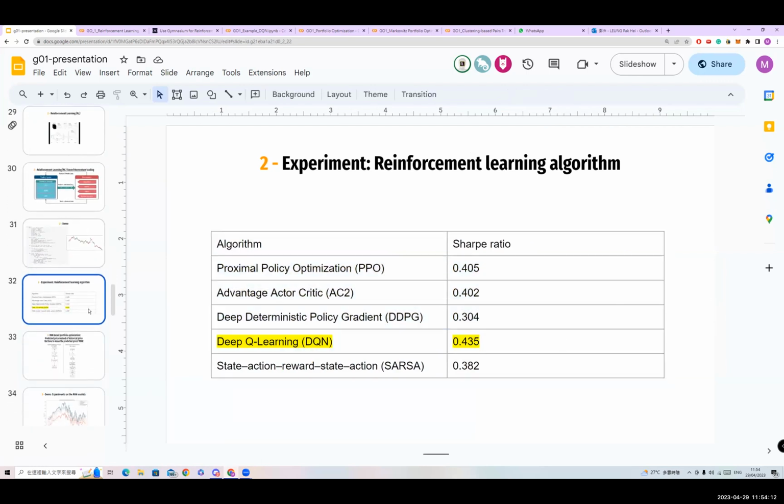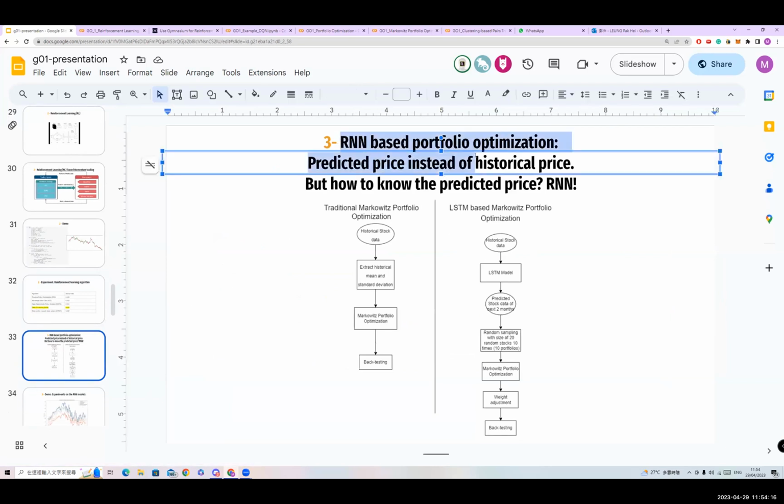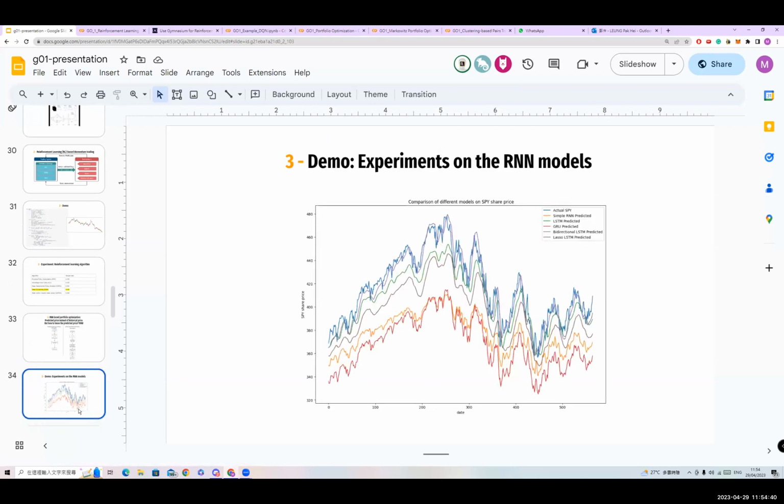So we also try different machine learning models. The third model we use is RNN-based portfolio optimization. Vicky had already told you something about portfolio optimization. Traditionally, we use the historical mean and also the historical standard deviation. But now our idea is to use the predicted price. But how do we know the predicted price? Then we use an RNN to predict the price.